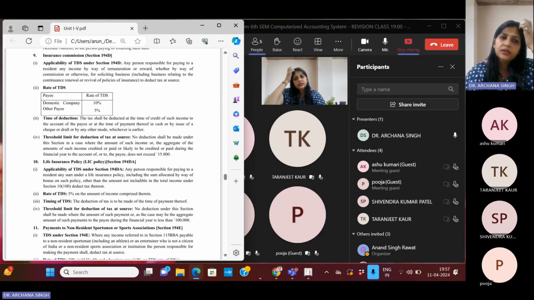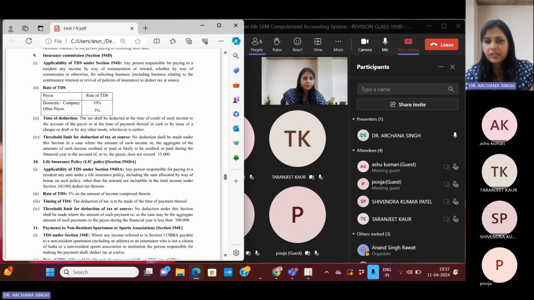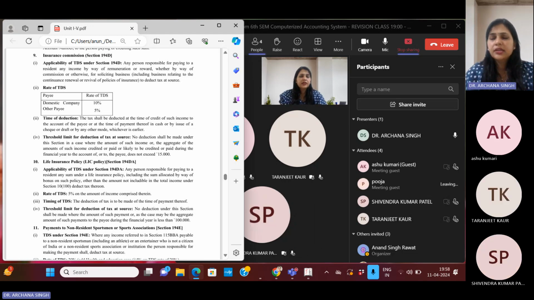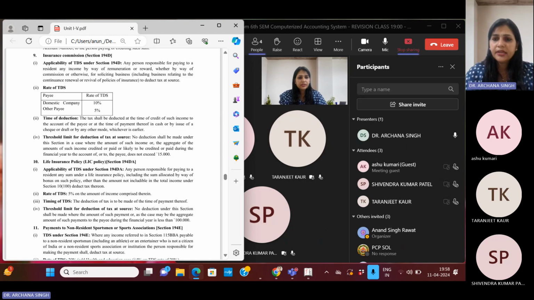Insurance commission basically comes under section 194D. Applicability of TDS under 194D: any person who is responsible for paying to a resident any income by way of reward or remuneration, or by way of commission, or by way of soliciting business, may deduct tax at source. And what will be the rate of TDS? In case of a domestic company, it will be 10%, and in case of any other payee, it would be 5%.